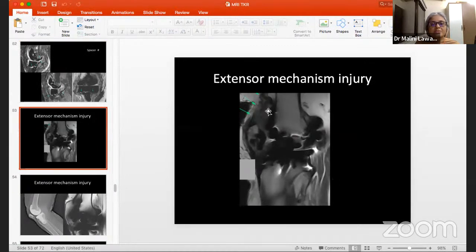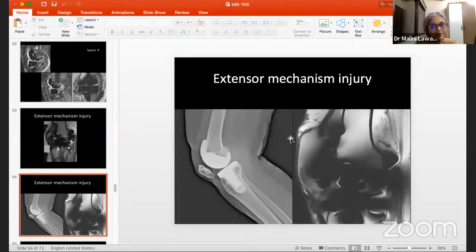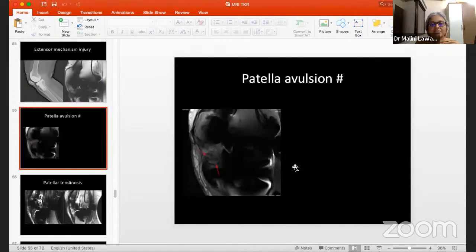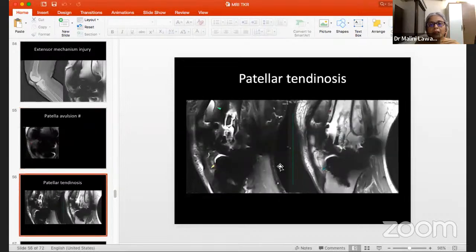So, extensor mechanisms. You can see this quadriceps tendon tear out here, but this can also be shown with ultrasound, the extensor mechanism. To be frank, superficial structures can also be shown with ultrasound. Here again, in this patient, you can see the entire quadriceps tendon, there's a tear, and this patella is dislocated, displaced inferiorly. Here there is patellar avulsion. The patellar tendon has come down and there's this gap here.